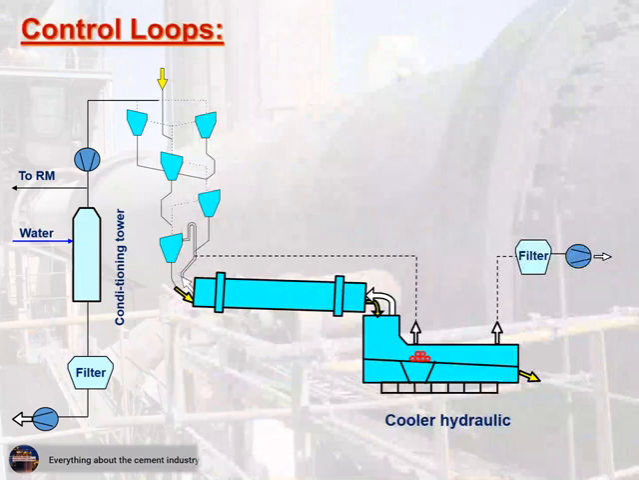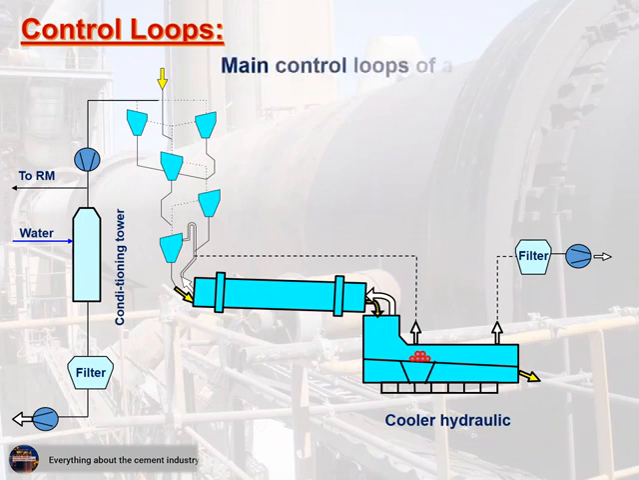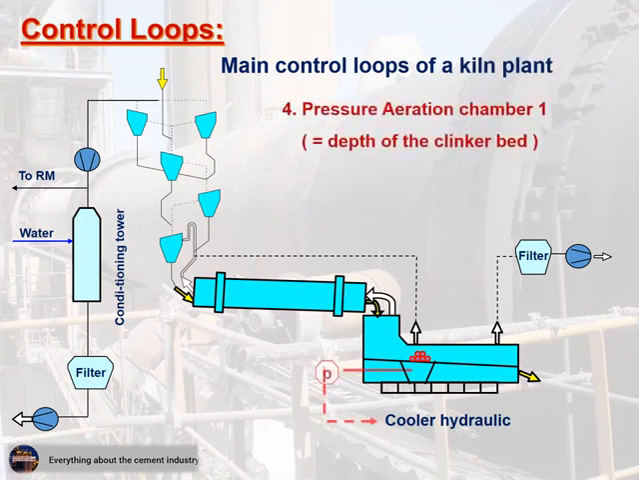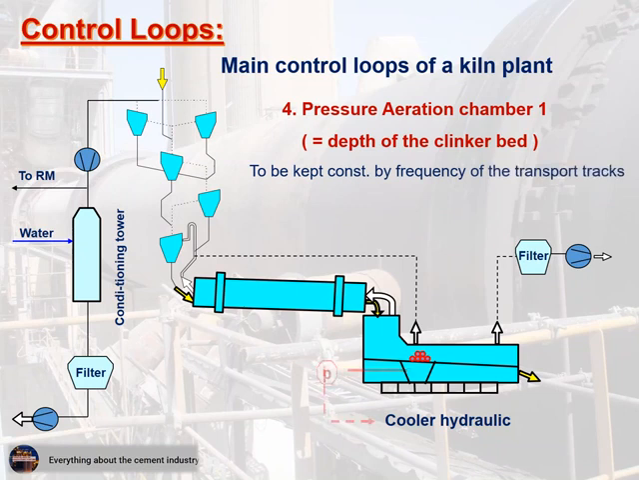Control loops. Slide 4, we follow the explanation of the control operations that occur in the rotary kiln. Main control loops of a rotary kiln plant. 4. Pressure of aeration chamber 1 equals depth of the clinker bed, to be kept constant by frequency of the transport tracks.